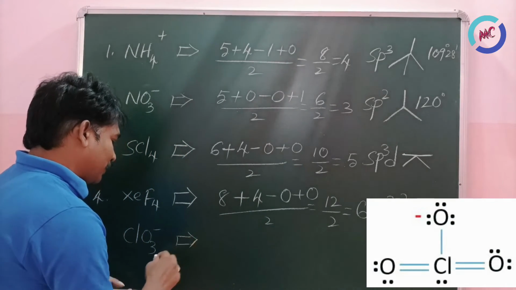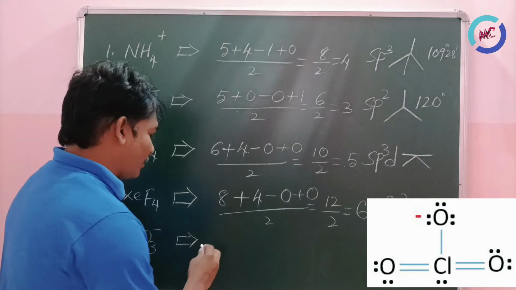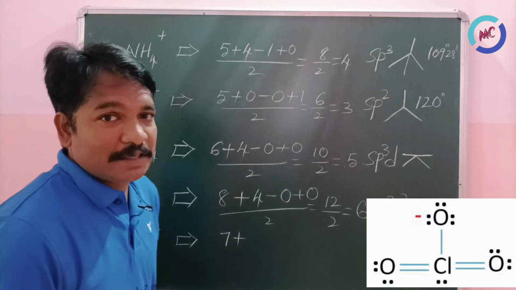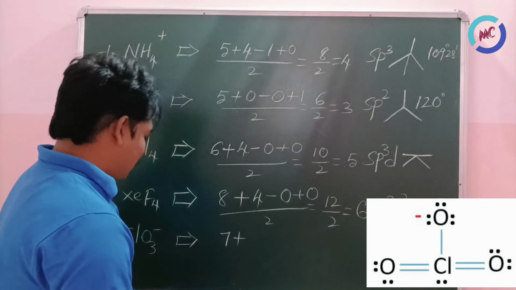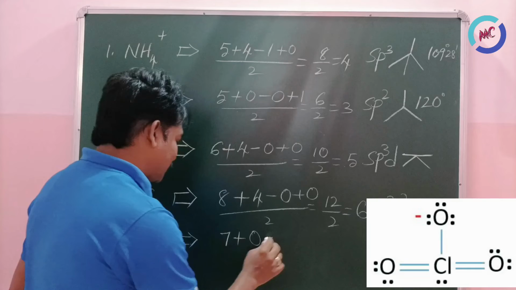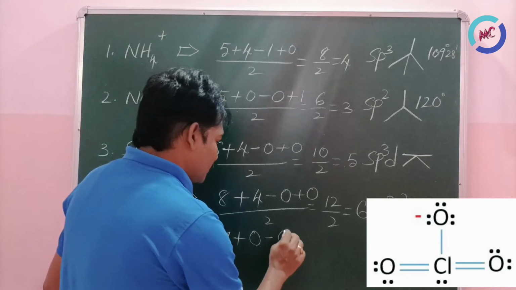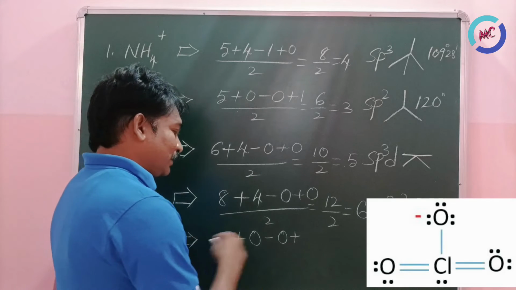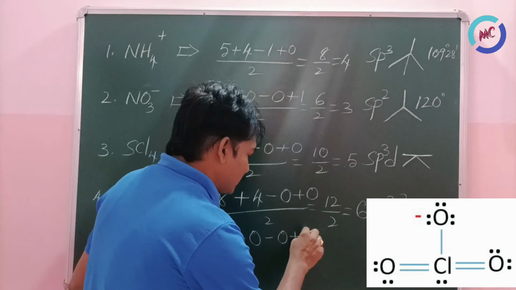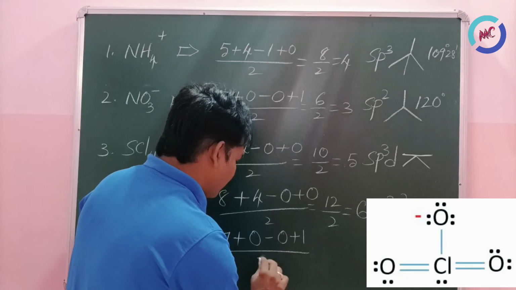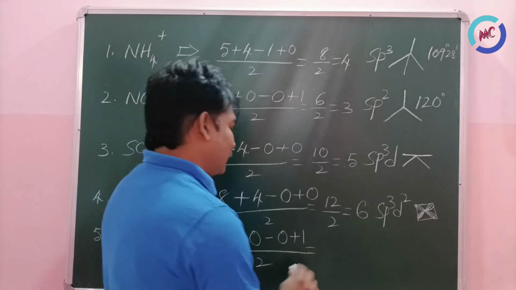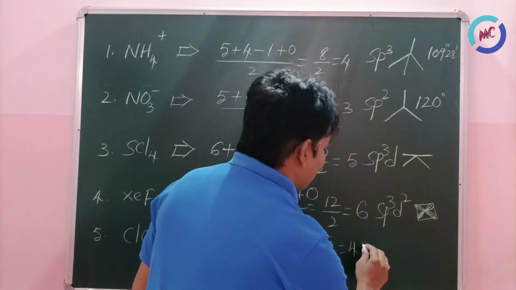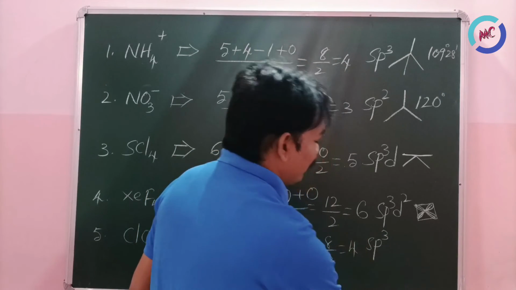In case of ClO3 minus, what is the central atom? Chlorine. How many valence electrons are there in case of chlorine? 7 are there. And oxygen is not monovalent, it is divalent. That's why I am writing 0 here. Minus, there is no cation. 0 plus, there is 1 negative charge, that's why here I am writing 1. By 2, 7 plus 1, 8. 8 by 2, 4. 4 in the sense, what is the hybridization? sp3 hybridization.